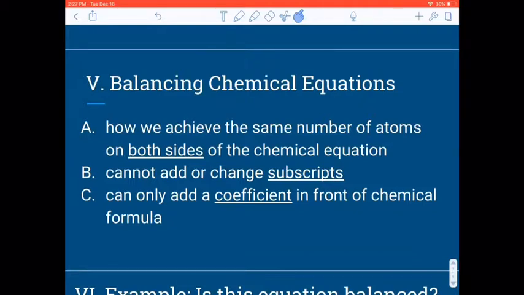We can't add or change the subscripts, so you can't change those little numbers. The only thing you can do is add coefficients, or a multiplier, in front of the chemical formula. The example we are going to look at is the synthesis of water. So we've got hydrogen gas and oxygen gas, which react to form H2O.